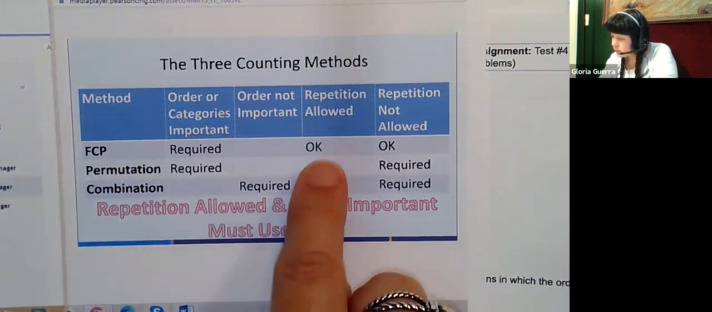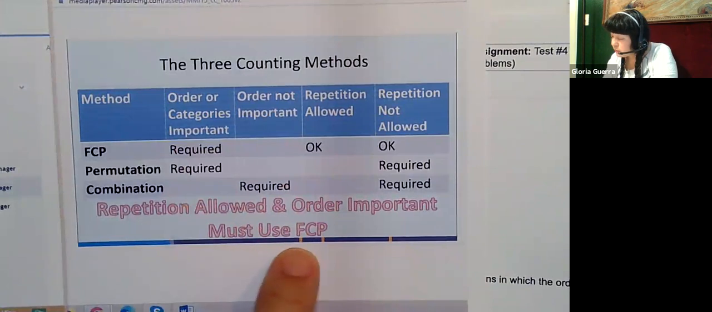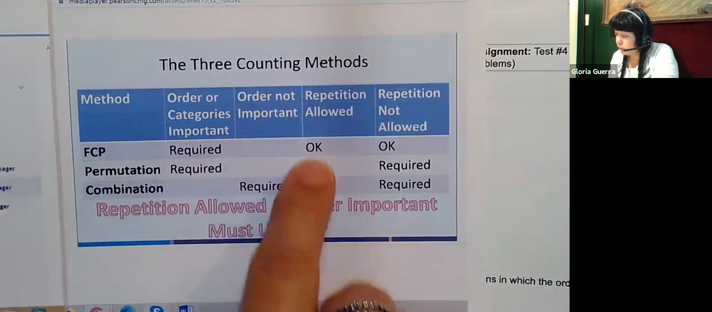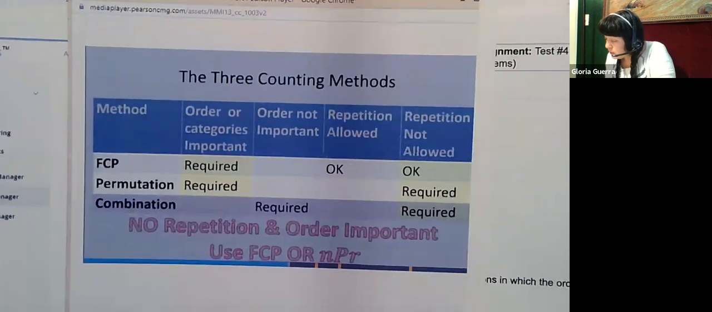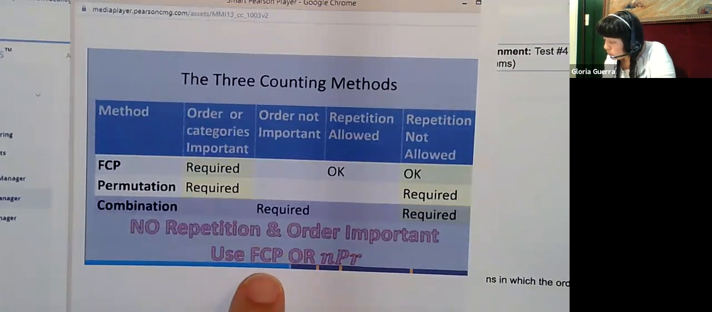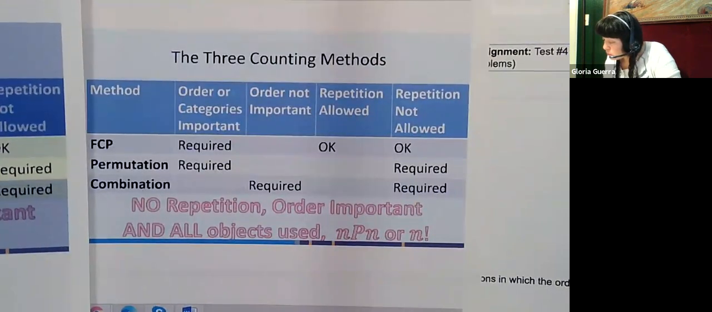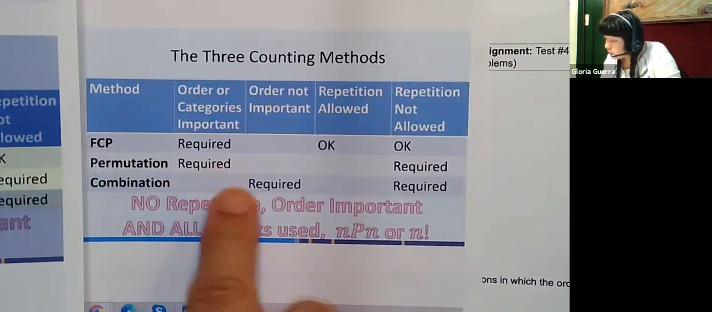So this would be an example. It says repetition allowed and order important, you must use FCP. That's just one variation, but you can get that from reading the chart. If you want to choose one to print out, I think this one might be the best one. Let's see what this one says here. This says no repetition and order important. Use the fundamental counting principle or use this NPR permutation. Again, I think that is also picked up here in this table as well. Required. So these are just the same markings here.